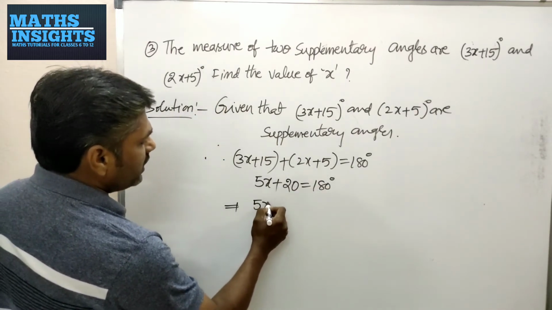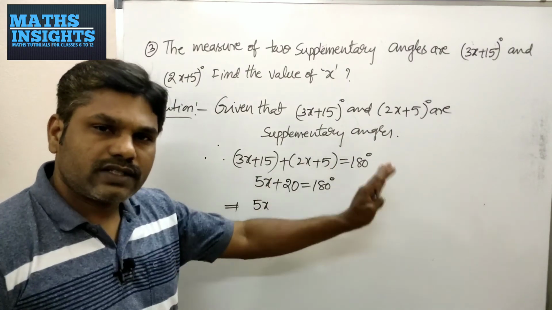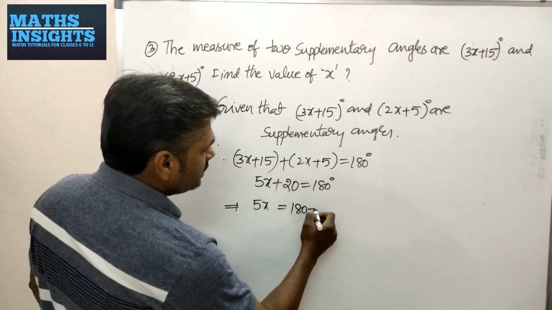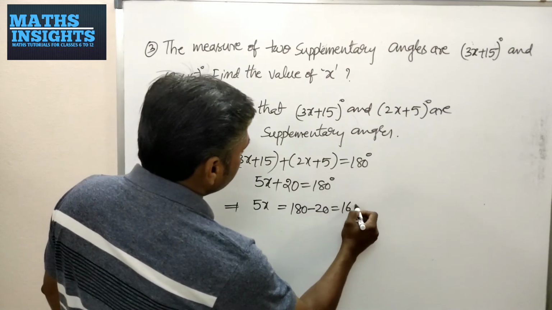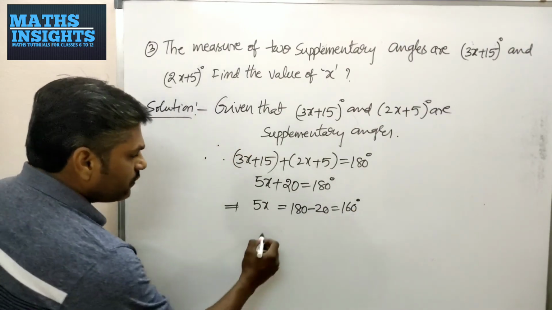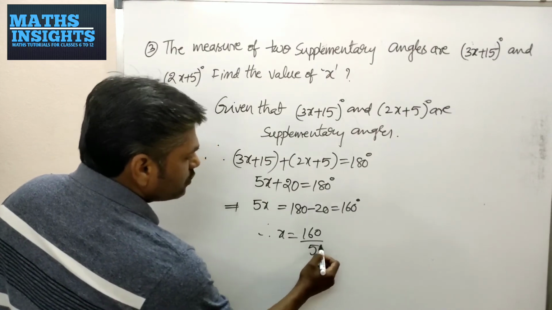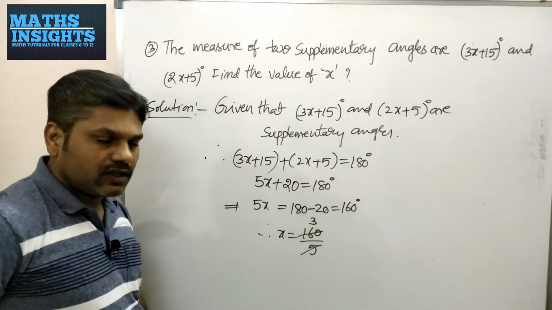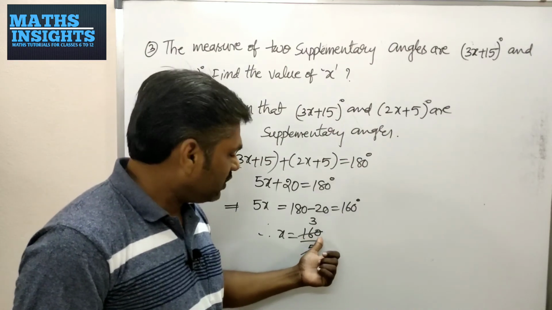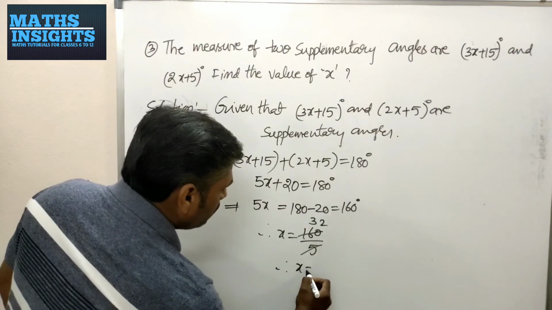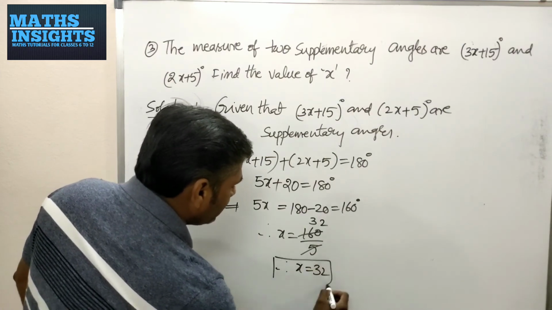So if I want to find the x value, I have to send that plus 20 to the other side. Therefore it will become 180 minus 20, which is equals to 160 degrees. Therefore x is equals to 160 by 5. So 5 3s are 15, there will be 1, then it will become 10, 5 2s are 10. Therefore value of x will become 32.